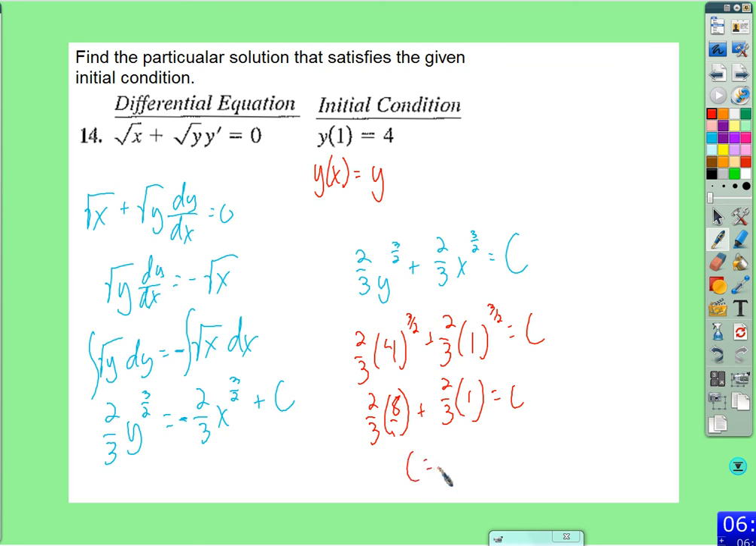C equals 8 2/3 times 2/3. Oh, that's 6. That's nice. C is 6, so 2/3 y to the 3/2 plus 2/3 x to the 3/2 equals 6. Here's our particular solution.